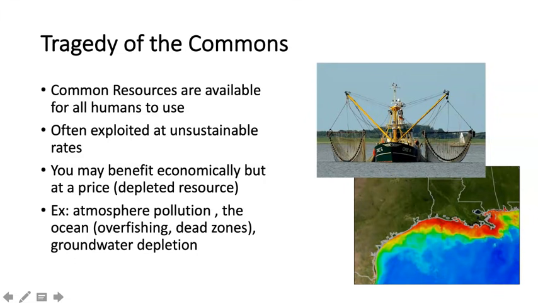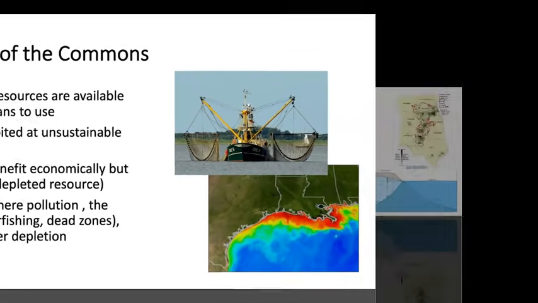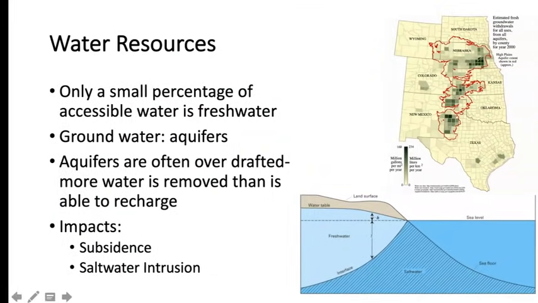Groundwater depletion is another example, as it's often used publicly without any real regulation and is more often than not overdrafted, meaning we take more water out than is actually available to us. So now that we're talking about water, let's take a look at water resources.